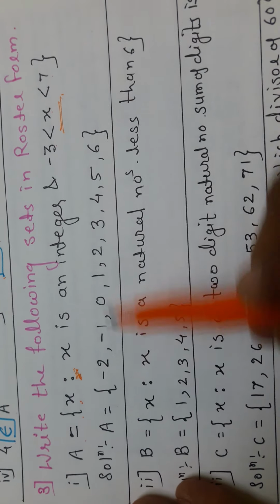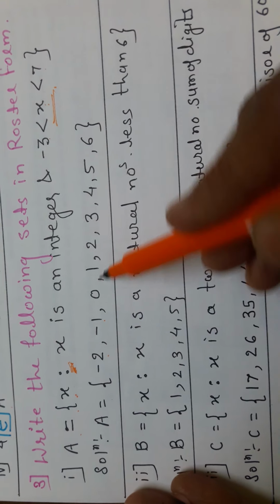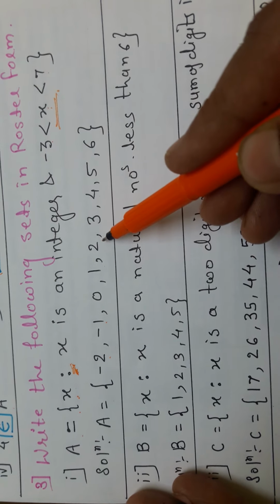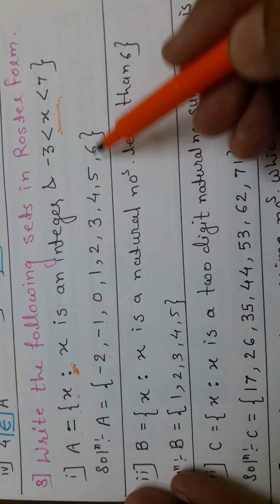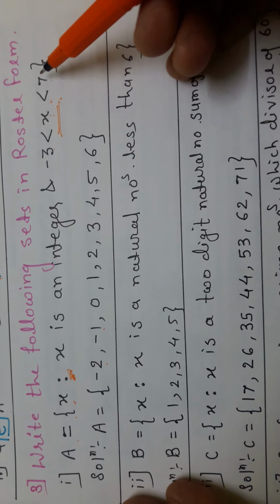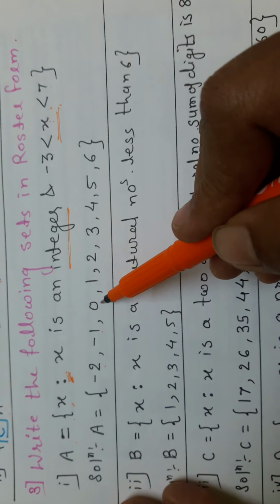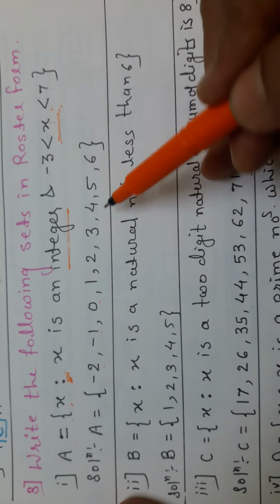A equals x greater than -3 means -2, -1, 0, 1, 2, 3, 4, 5, 6, because these are strictly less than 7. And it is mentioned that x is an integer, that's why 0 also will come, the negative terms also, and the positive terms.